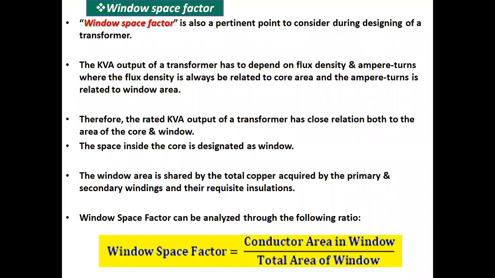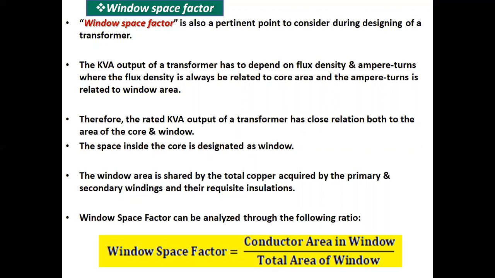Let's start with window space factor. Window space factor is also a pertinent point to consider during designing of a transformer. The KVA output of a transformer depends on flux density and ampere turns, where the flux density is always related to core area and the ampere turns is related to window area. Therefore, the rated KVA output of a transformer has a close relation to both the area of the core and the window.